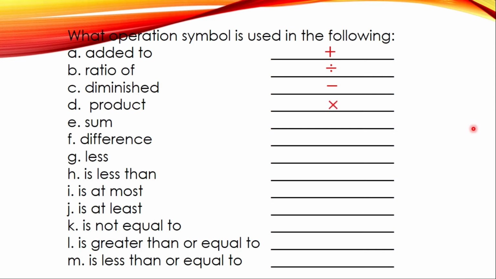Product, of course, yan. Sum, yan. Difference, less. Is less than, ganyan. Yung kabaliktaran naman niya, yung greater than. Is at most, is at least, ayan. Is not equal to, ganyan siya. Is greater than or equal to, ayan. Is less than or equal to, ganyan.